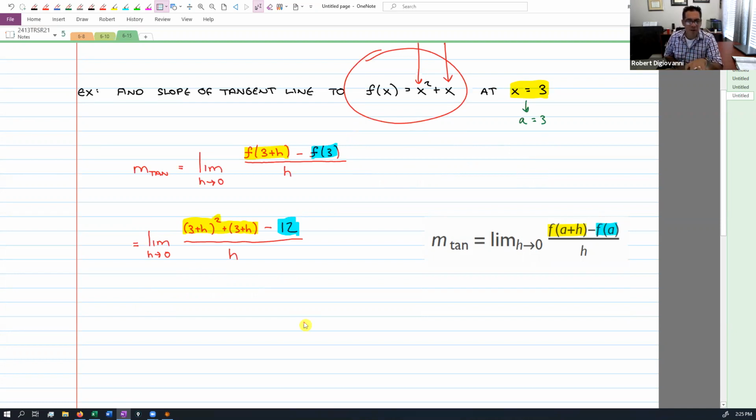I know it looks different, okay? I know this looks like a different expression. It's supposed to look different. But we should be able to get to the same answer. So let's see if we do. First thing I'm going to do is check. I want to make sure I have 0 over 0 here. So if I let H go to 0, this becomes 3 squared plus this becomes 3. And then I'm going to have minus, this is just 12. So on top, I get 12 minus 12, that's 0. And on the bottom, H is going to 0, so it's 0 over 0. So I've got to do some algebra.